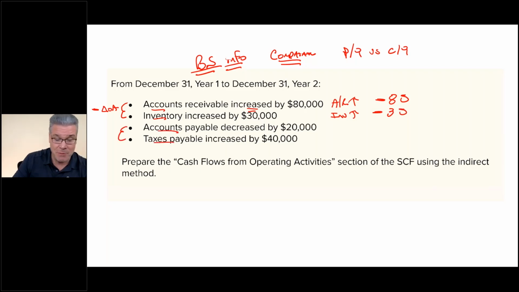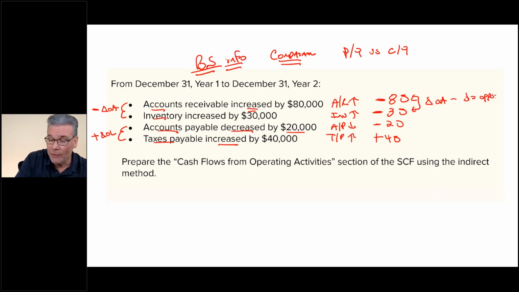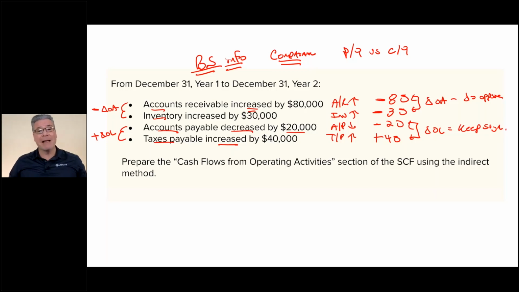Accounts payable, taxes payable, non-interest bearing, I'm going to add the change in operating liabilities, keep the sign. Decrease by 20. Accounts payable down, I'm going to subtract that 20. Taxes payable increased by 40. Taxes payable up, I'm going to add that 40. Change in operating assets, do the opposite. Change in operating liabilities, keep the sign. Direct relationship, okay? Now there's your balance sheet.